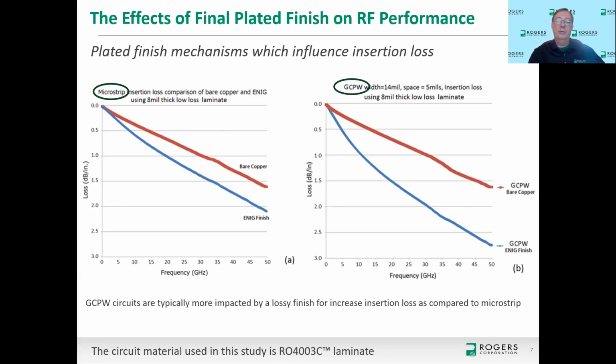And ENIG, electroless nickel immersion gold, the nickel is about 1/4 the conductivity of copper. And because of that, it adds to the conductor losses. Also, nickel is ferromagnetic, and it does have some loss component related to the relative permeability. And anyway, you can see a difference here between microstrip at 50 gigahertz. I see a difference between bare copper and ENIG of about 0.5 dB per inch, while that same material, but with a grounded coplanar waveguide design, the difference is about 1.2 dB per inch with a tightly coupled grounded coplanar waveguide. Again, red curve is bare copper, blue curve is with ENIG.